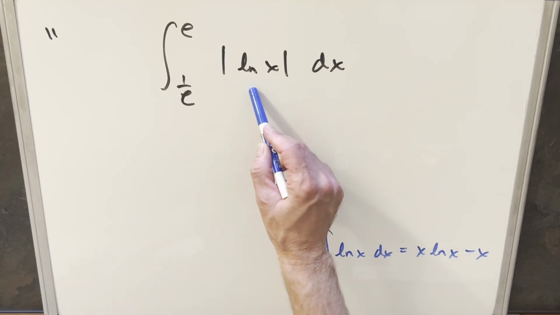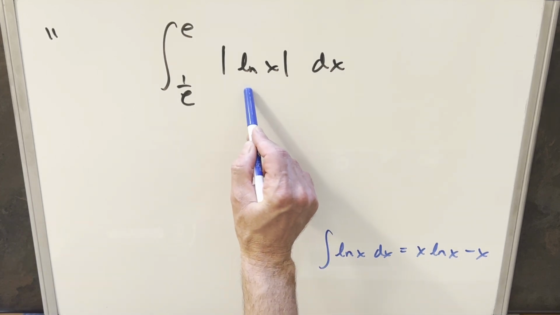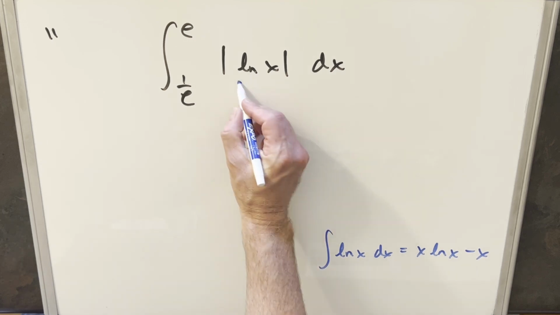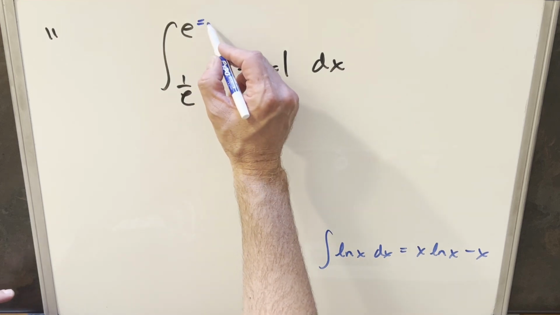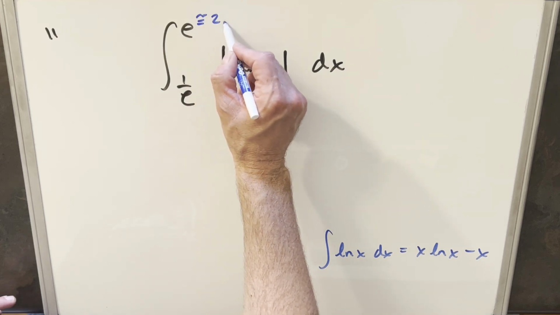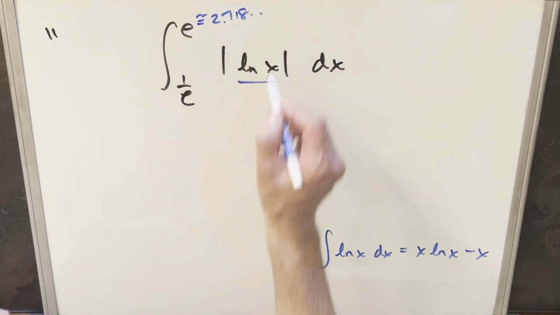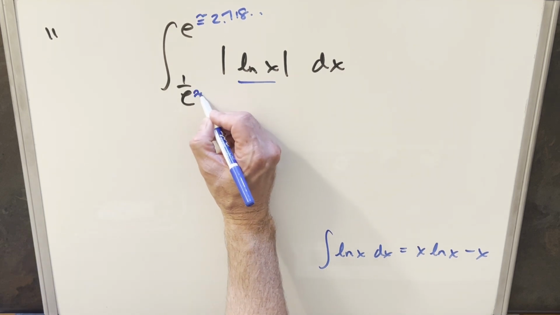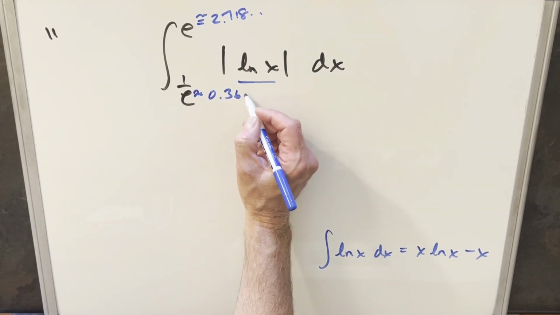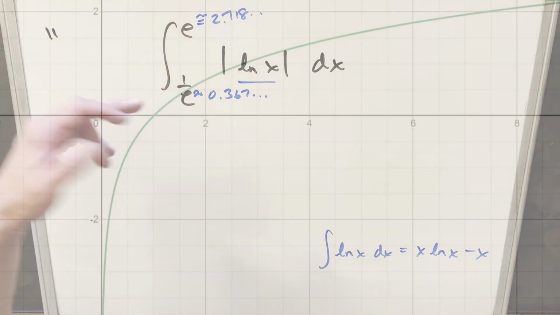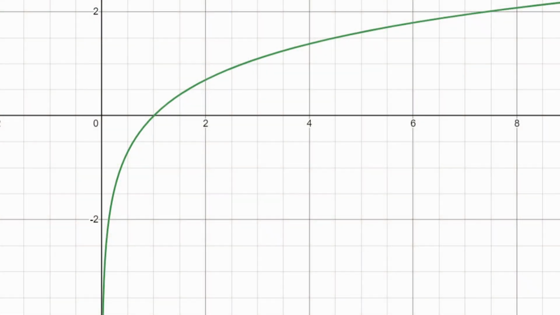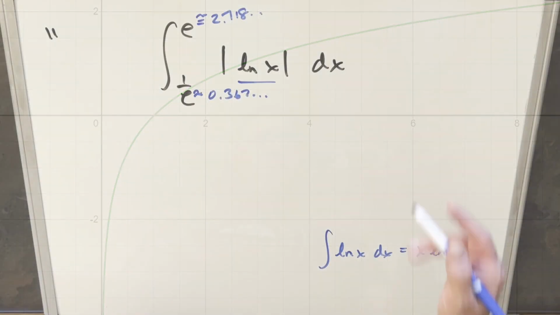In order to drop our absolute value, we need to find where this natural log of x is positive and where it is negative within these bounds. Just to get a feel for it, e is approximately 2.718, and 1 over e is about 0.367. One quick way to do this is by looking at a graph, to see where ln x is negative and positive. But let's just look at some values.